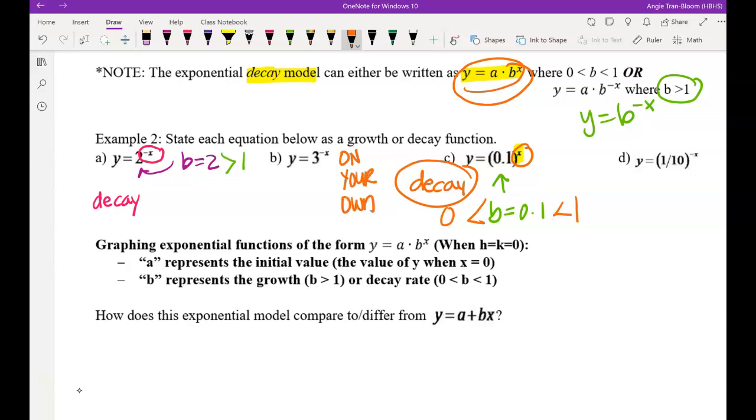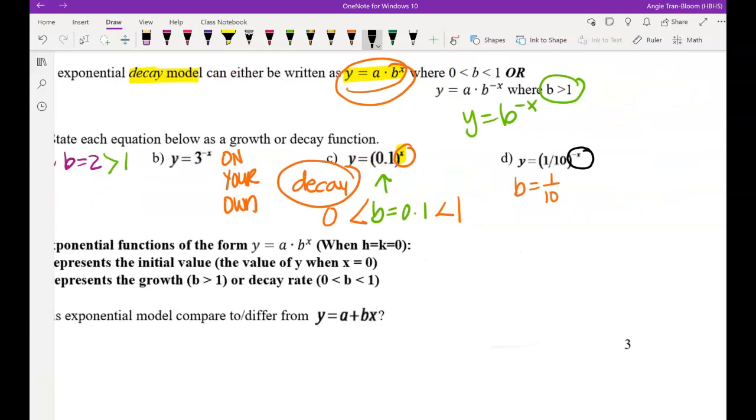Now d says y equals 1/10 to the negative x. From first glance, we can see that b is 1 over 10, and some of us are going to say, b is in between 0 and 1, so I'm just going to write decay. Well, that's not necessarily true. We also have to look at the exponent. The exponent is going to be negative.